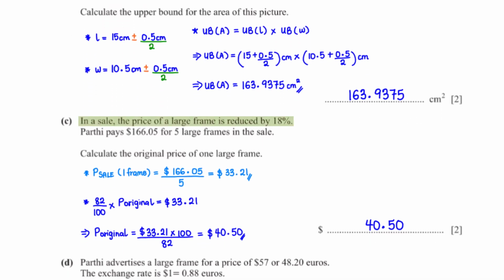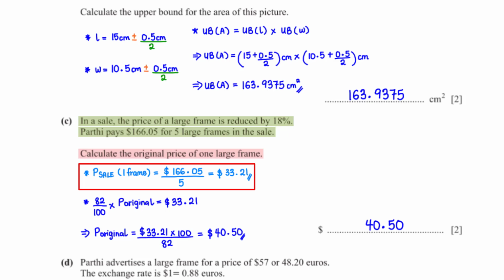In a sale, the price of a large frame is reduced by 18%. Pathy pays $166.05 for 5 large frames in the sale. Calculate the original price of one large frame. If the sale price for 5 large frames is $166.05, then the sale price for one large frame will be $166.05 divided by 5, which is equal to $33.21.